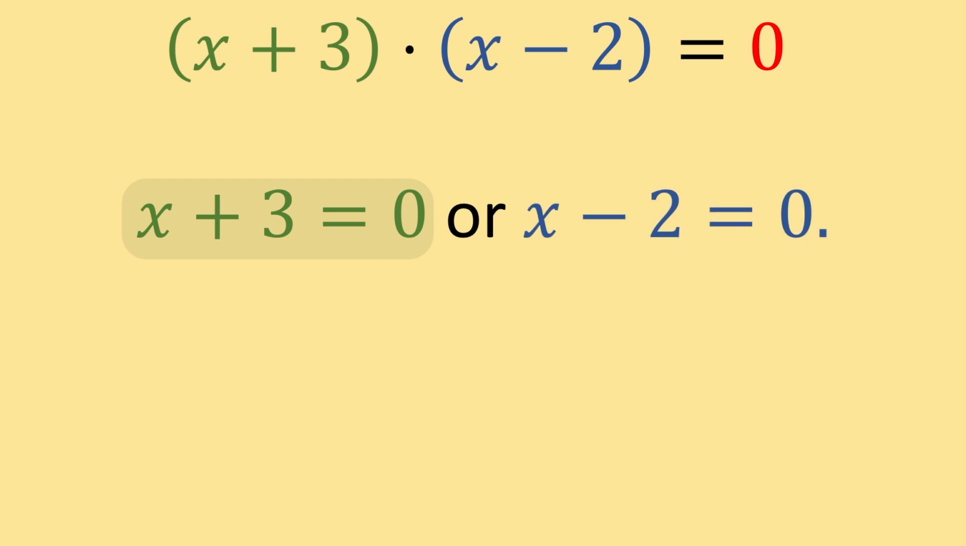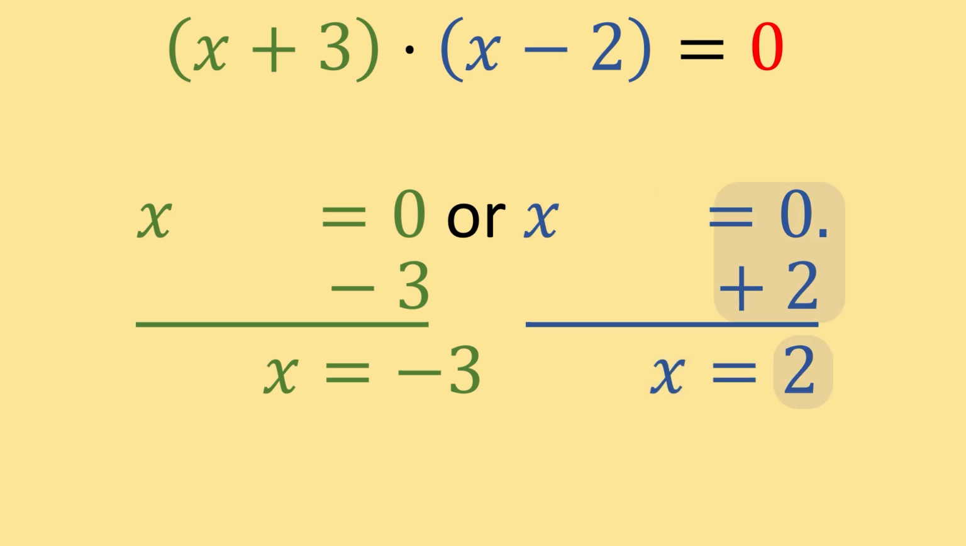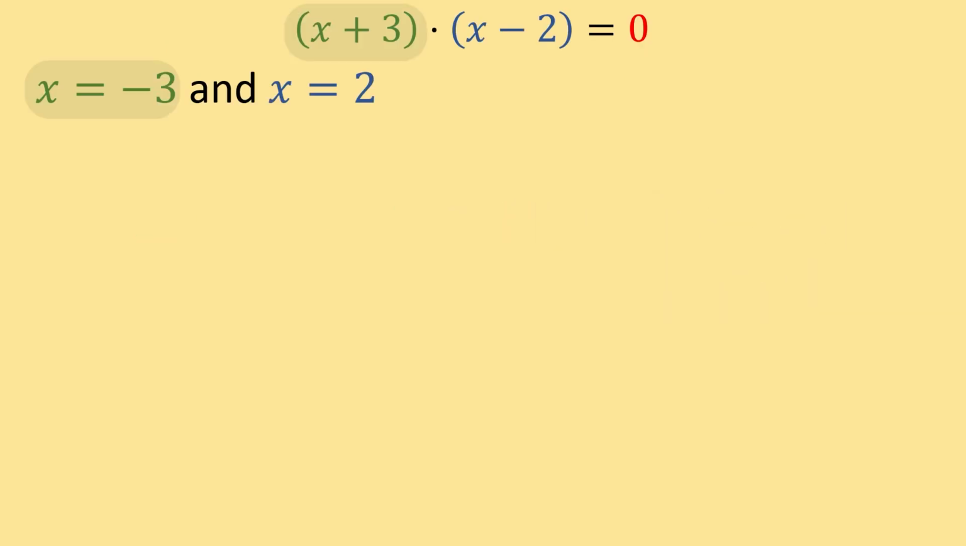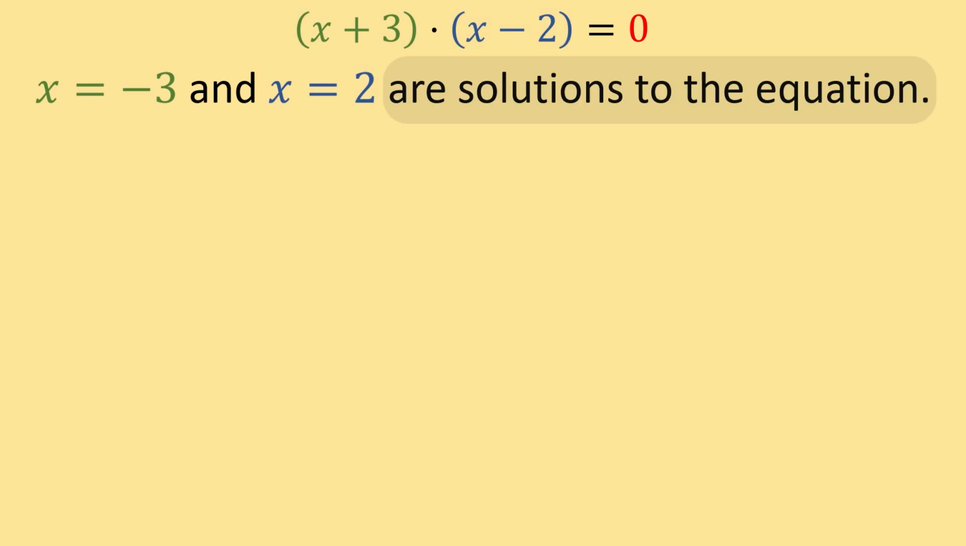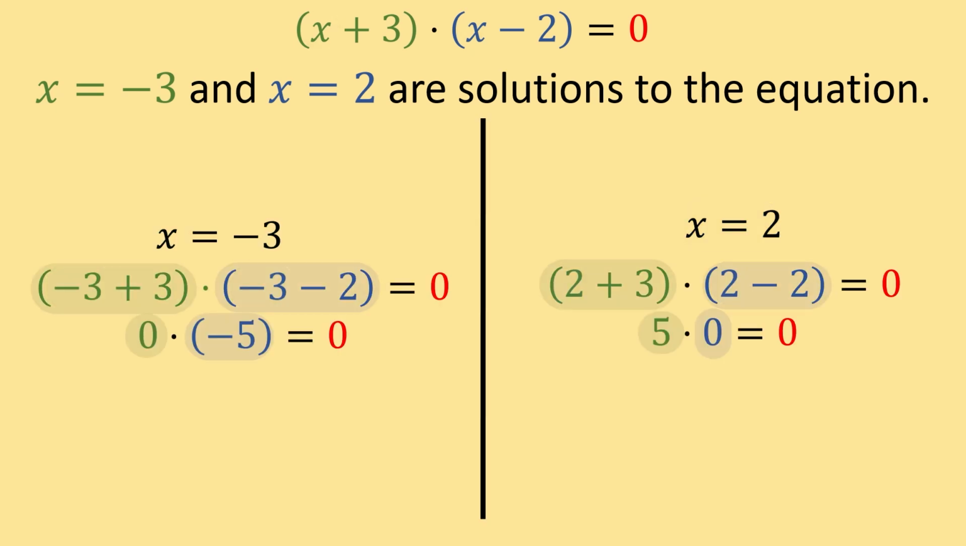Now that we got x plus 3 equal to 0, we simply want to isolate x on the left side, so we would subtract 3 and we'd get x equals negative 3. And then for x minus 2 equals 0, we would add 2 to both sides and get x equals positive 2. This tells us that x equals negative 3 and x equals 2 are solutions to our equation. And remember, you can always check your solutions by plugging them back into the equation and verifying that 0 equals 0.